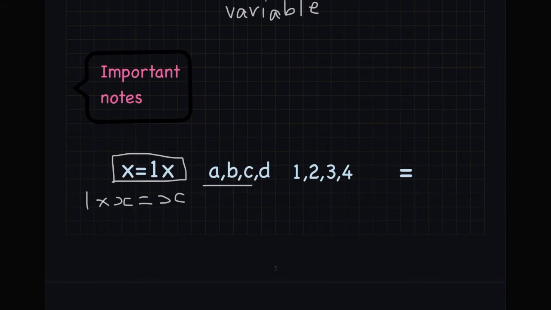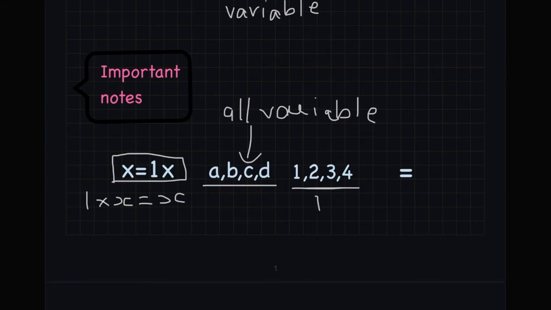Now here we have A, B, C, D. No, I'm not trying to teach you alphabets, but this means that all variables are represented by alphabets. Have you ever seen a variable that was represented by symbols or numbers? No, right? In maths, all variables are represented by alphabets. The same thing here. All constants are represented by numbers. It's the exact opposite of variables.